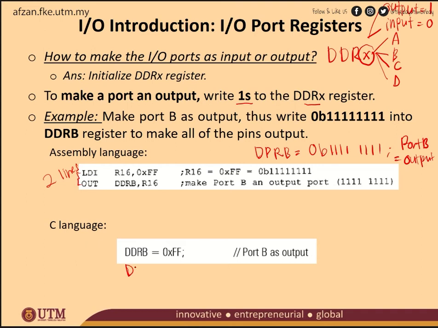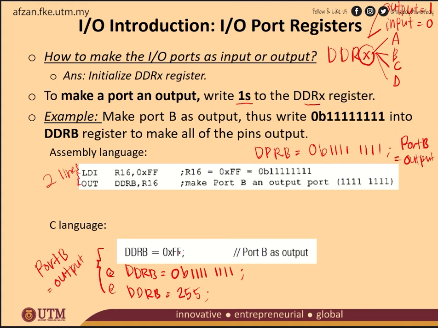You can also write DDRB equals 0b11111111, which is the same as this one. This one uses binary numbers, and this one uses a hexadecimal number. Or you can use DDRB equal to 255. This is how you make your port B an output port. You have three choices, three ways to initialize your port as an output port: the first by using the hexadecimal number, the second by using a binary representation, or the third by using decimal.